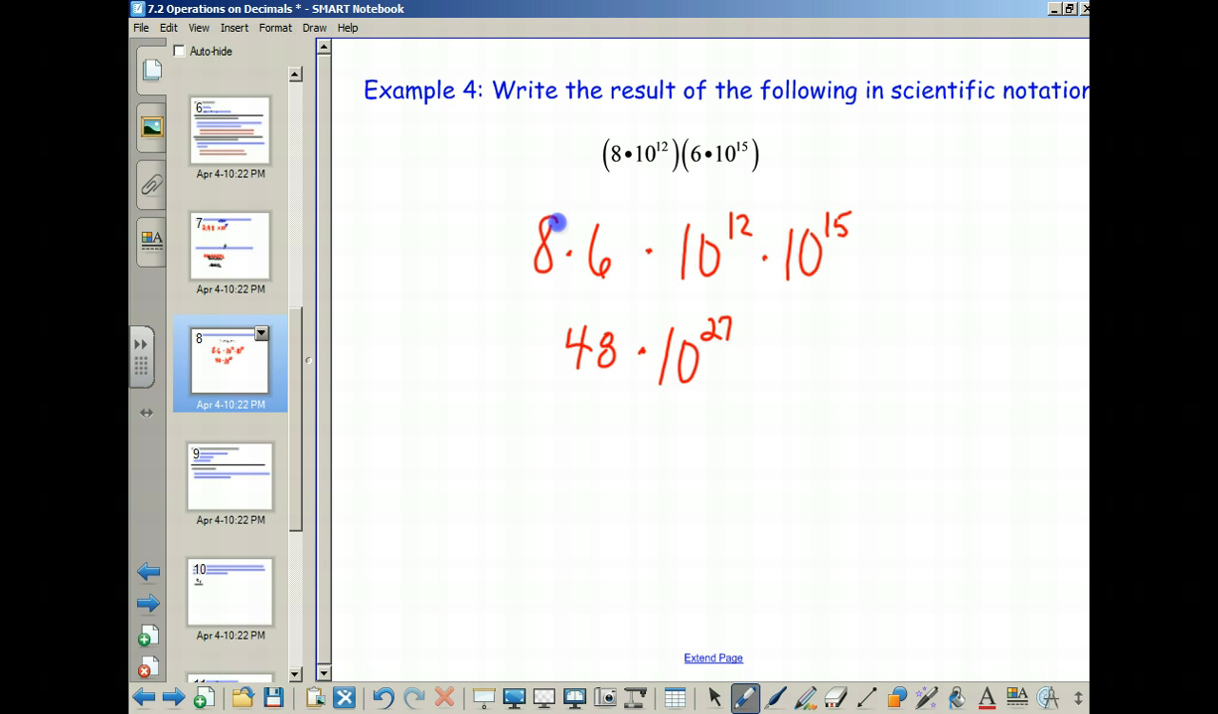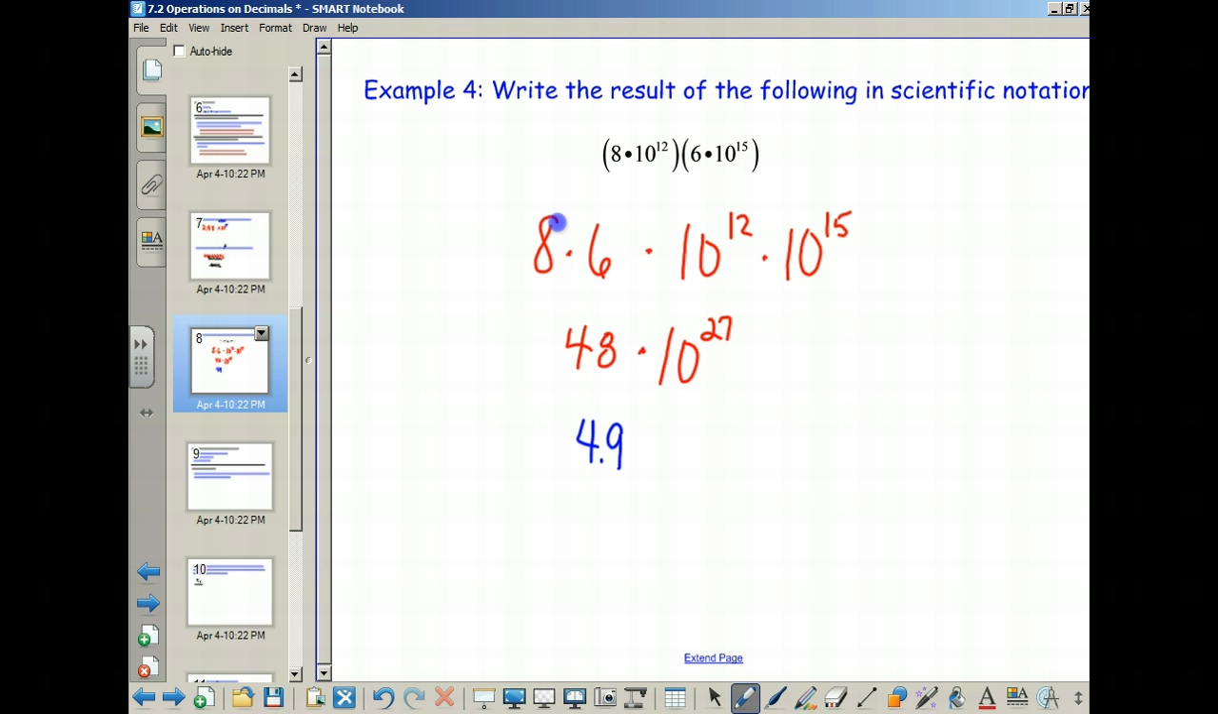What's wrong with this as an answer to this problem? Yeah, it's not in scientific notation yet. In scientific notation, I shouldn't have 48 at the front. That's not between 1 and 10, right? I need something else. So what number should it be at the front? Right, it should be 4.8.